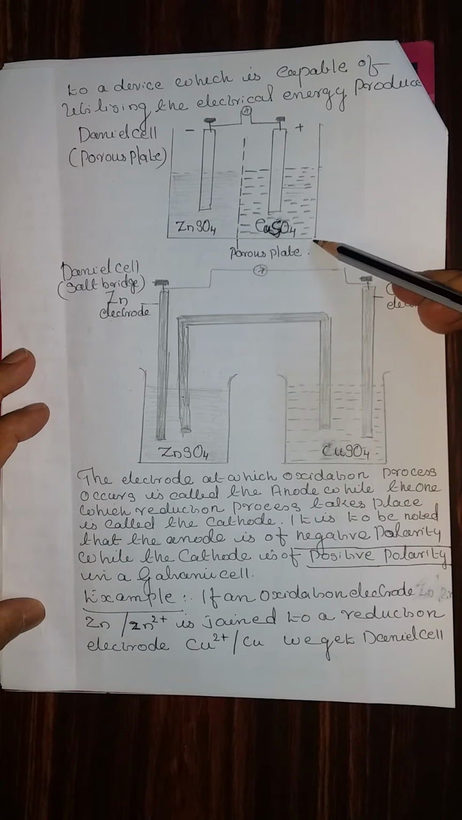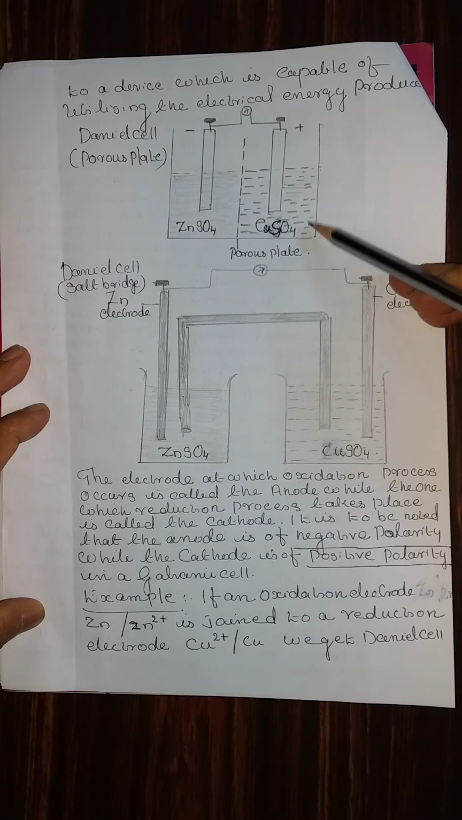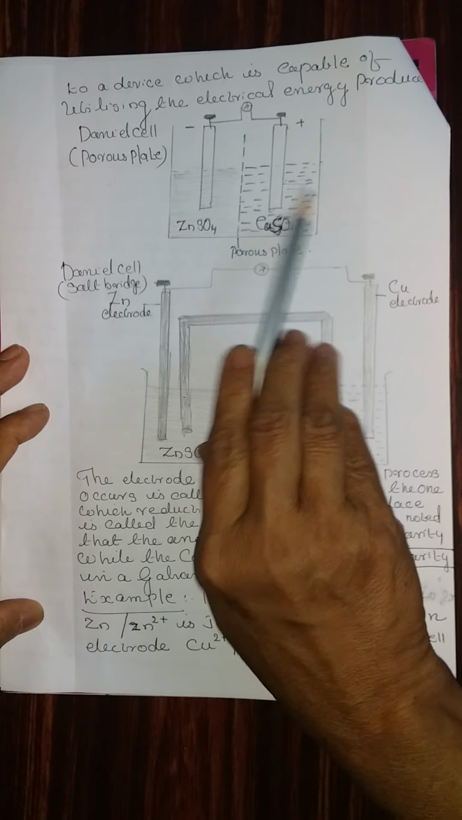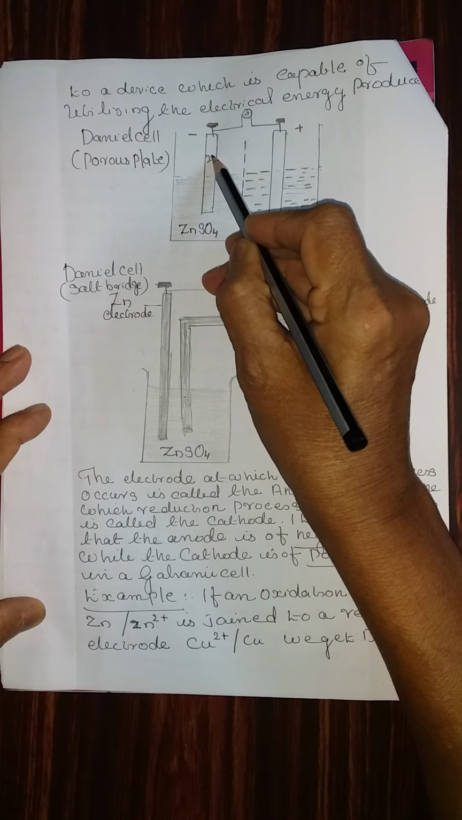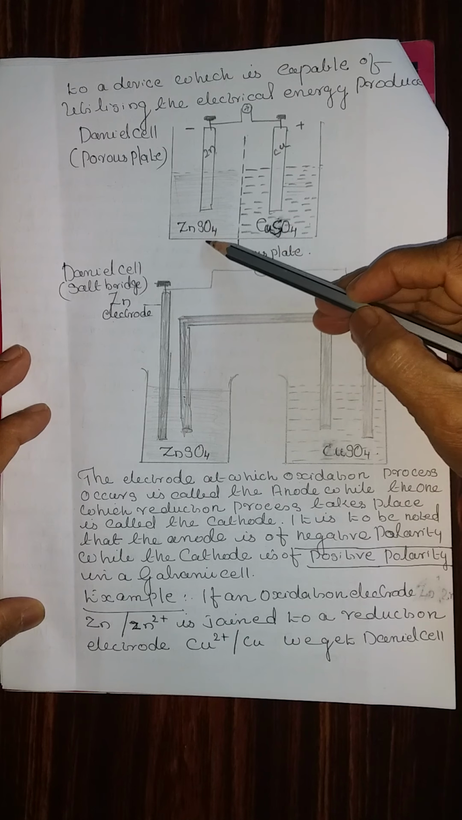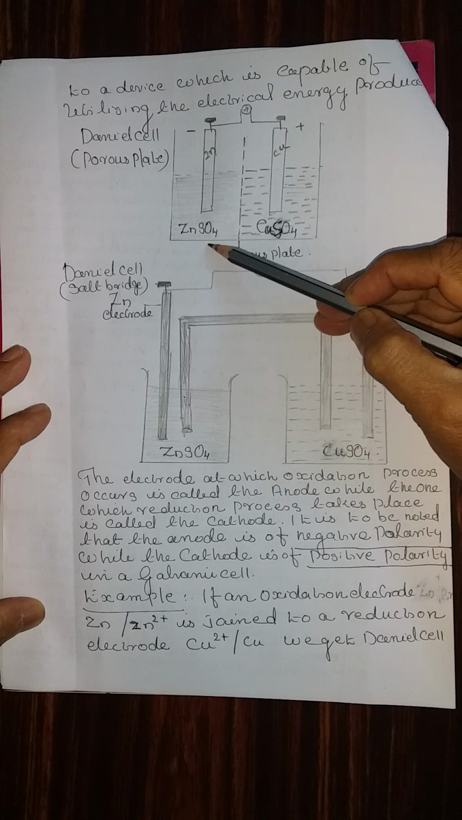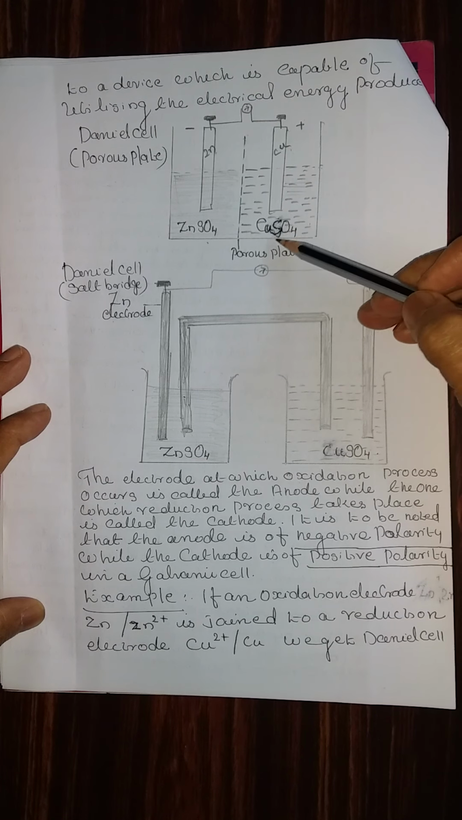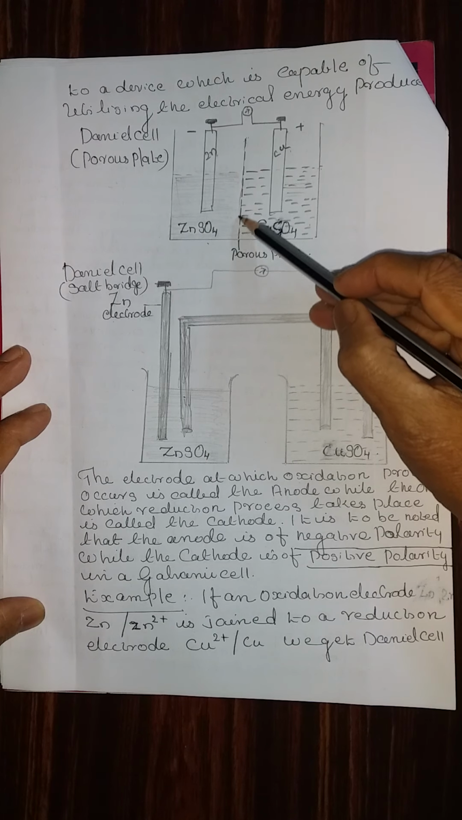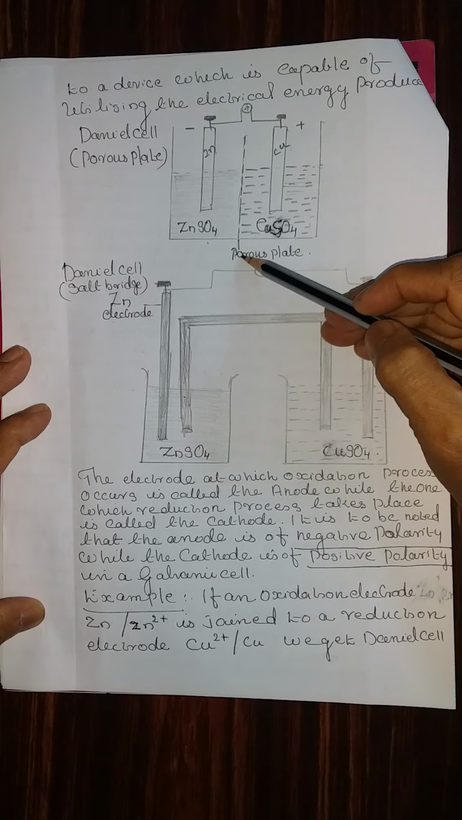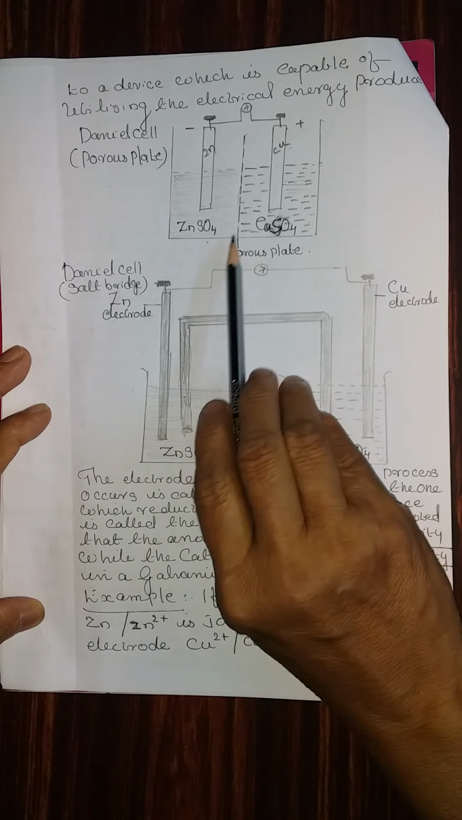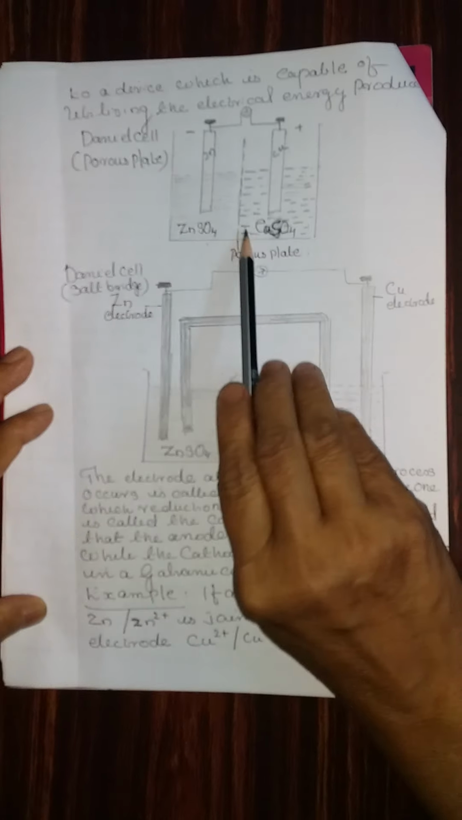This is a simple representation of a Daniell cell using a porous plate. For example, we need 2 electrodes. This is the zinc electrode and this is the copper electrode. Zinc electrode is immersed in a solution of zinc sulfate and copper is immersed in a solution of copper sulfate, and the 2 are separated by a porous diaphragm or porous plate, whatever it is. Therefore, this is a galvanic cell with a porous spot.